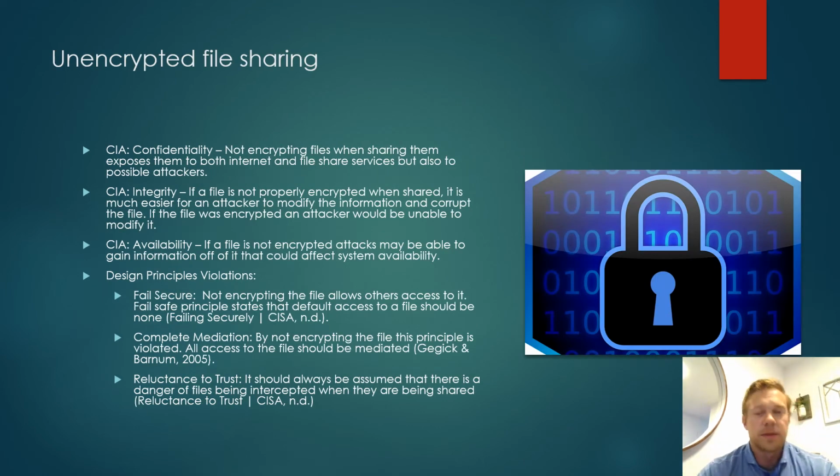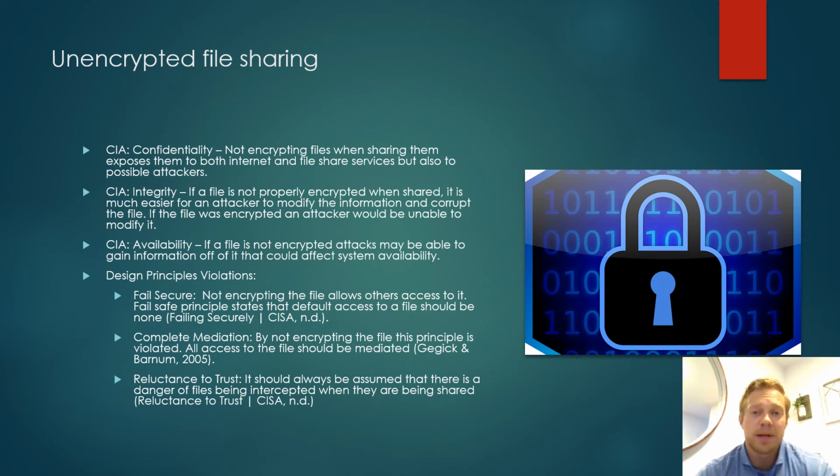Another big one that we need to consider is unencrypted file sharing. A lot of companies will have encryption when they share files between users. But when you're at home, what solution are you using? Sometimes it's unencrypted, sometimes it's not secure. So the confidentiality with the system is not good. When you're sharing those files, it exposes them to the internet, with file servers that are maybe a third party, and to other users or attackers.